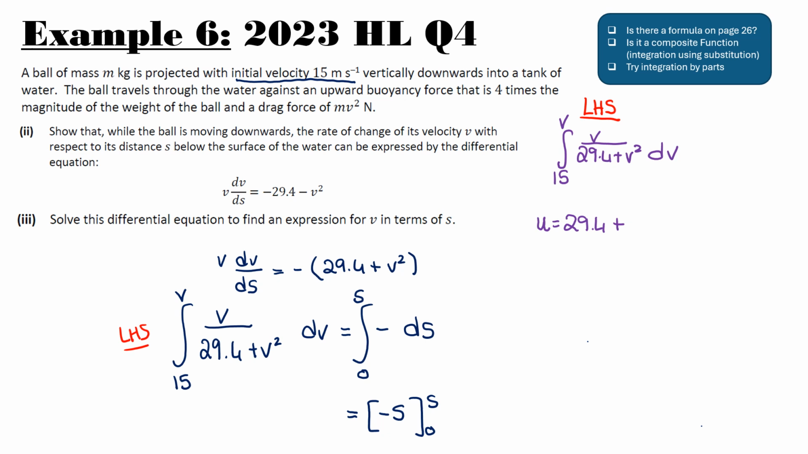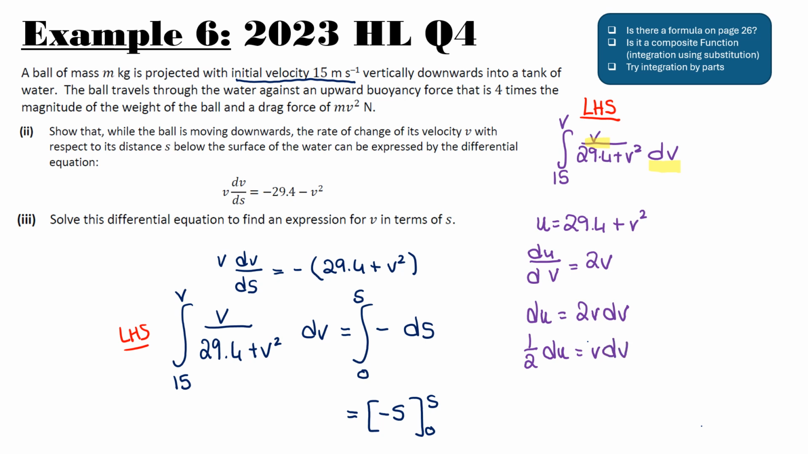So we get u equals 29.4 plus v squared, and then we differentiate that, du dv, and that gives us 2v. And then what we want to do is we want to rearrange this. So we get du is equal to 2v dv. Now what we're effectively trying to do here is we want to replace this with the du. Now if you look at our question, we have a v dv. We don't actually have the 2. So what we can do is we bring that 2 back over the line as a half. So we have a half du is equal to v dv.